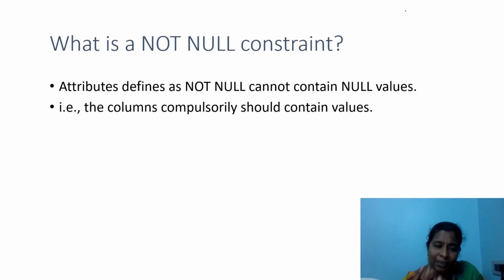So what is a not null constraint? Attributes defined as not null cannot have null values. That is, the columns compulsorily should contain some values. For example, if you define a particular attribute called student ID as not null, then while inserting a value for student ID, student ID cannot be empty. It cannot be null. Some values have to be entered.